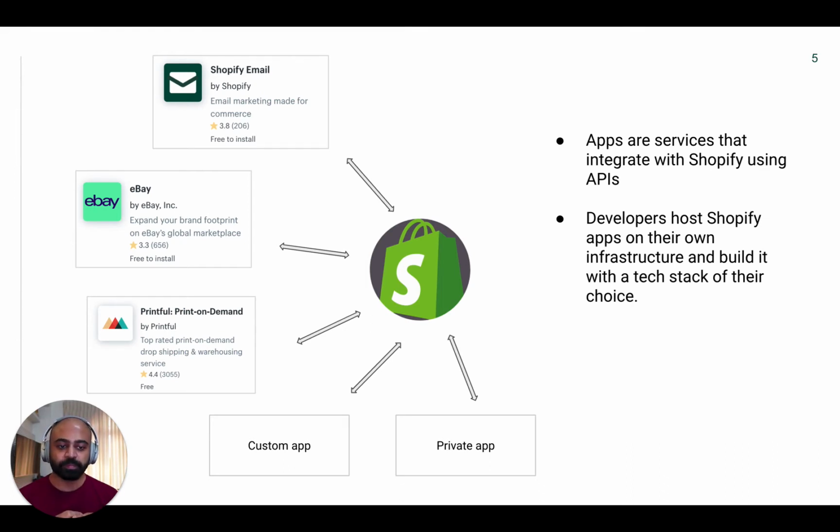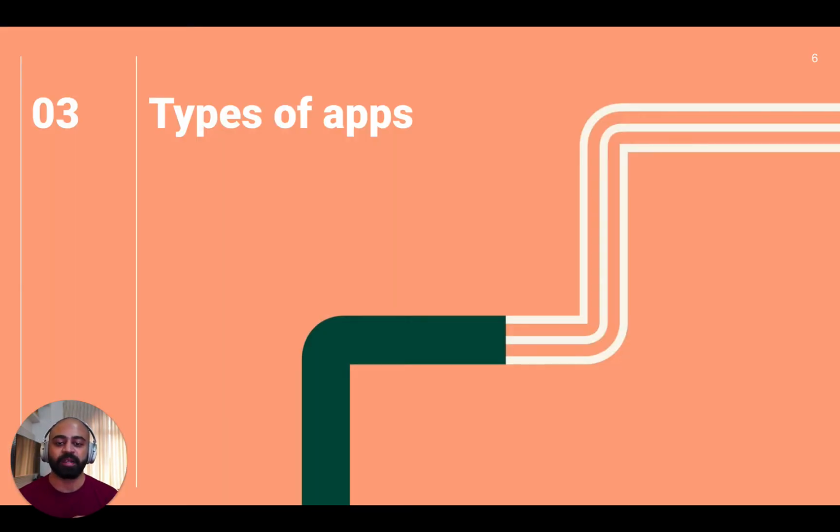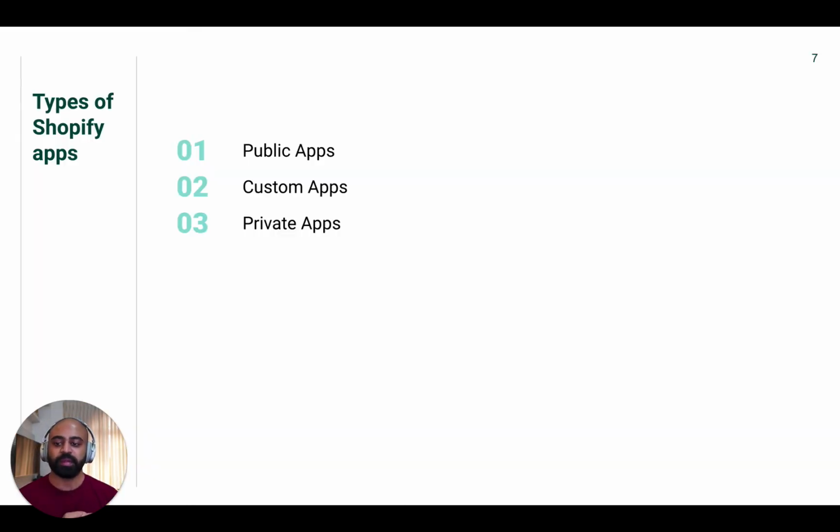From an overall merchant perspective, Shopify is at the center, integrated with different services that the merchant chooses to use. The services can range from marketing services, let's say logistics services, or any particular service the merchant is looking for. Let's take a look at the types of apps that are integrated onto Shopify. Shopify apps can be broadly classified into 3 types: public apps, custom apps, and private apps.